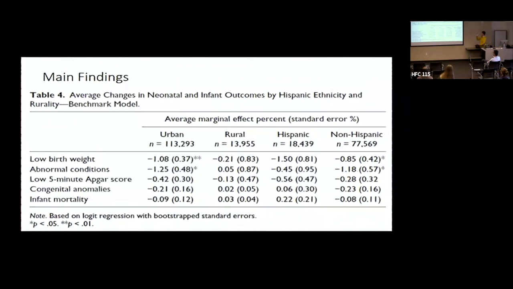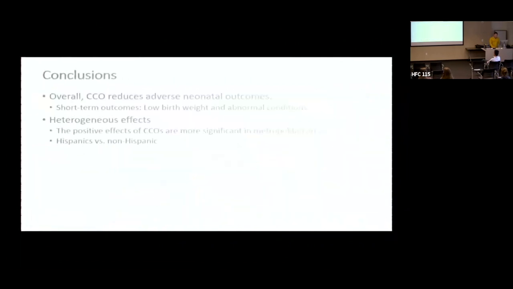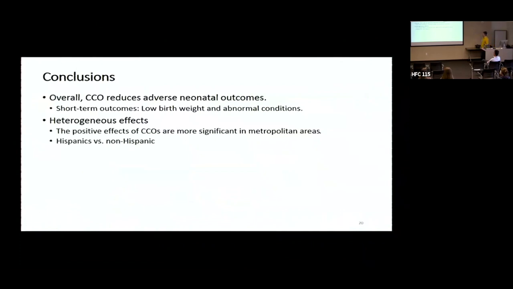We similarly find heterogeneity in the population. We find a beneficial effect for urban residents, like prenatal care. We also find a beneficial effect for the non-Hispanic population. For this analysis, we didn't examine the racial disparity. I don't recall why we didn't do that. We originally did. Probably Adrian didn't like it. I don't know. So we dropped the analysis. So again, CCO reduces adverse neonatal birth outcomes, especially short-term outcomes, and we also see heterogeneous effects very similar to the prenatal care outcome.